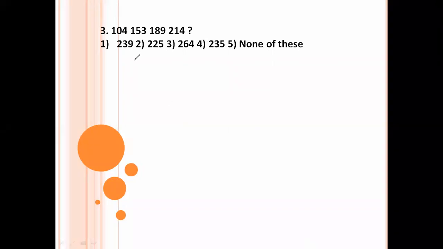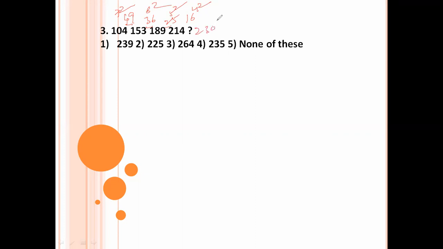Next. Here we observe 104, 153, 189, 214. The difference is less. The differences are 49, 36, 25. 49 is 7 square, this is 6 square, this is 5 square. Next one is 16, 4 square. 214 plus 16 is 230. 230 option is not there, so option number 5, none of these, is the answer.